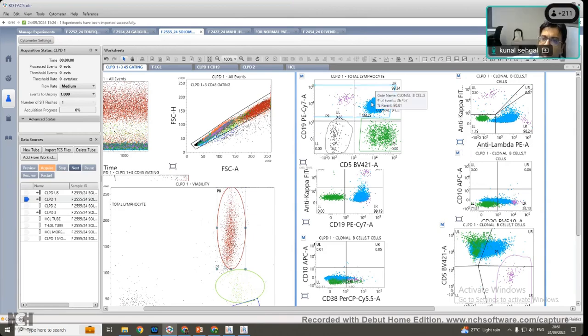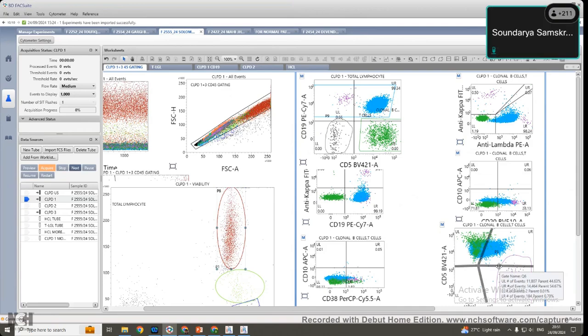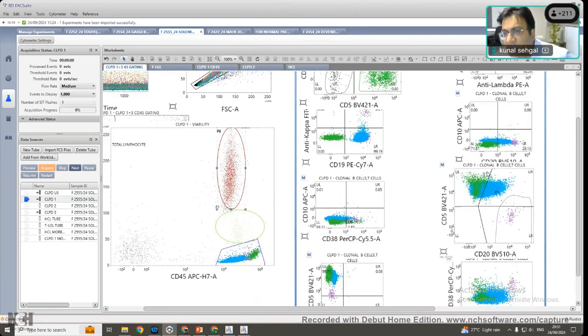So how do you differentiate CLL, which is also 5 positive, 19 positive, from mantle cell, which is also 5 positive? 23. So 23, cyclin D1. SOX11. Cyclin D1 works better on IHC. SOX11 works better on IHC. As Avinash was saying, now there is an advantage of flow.